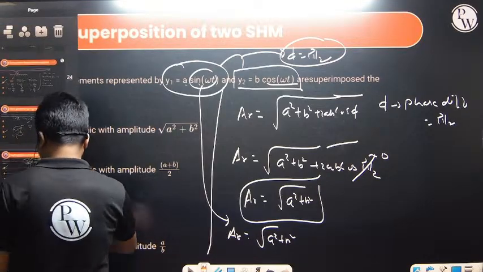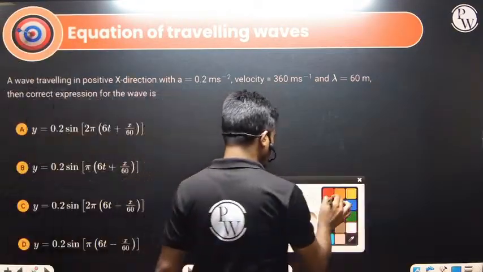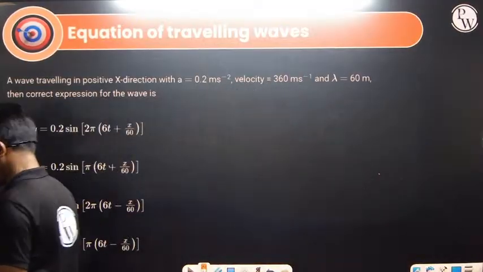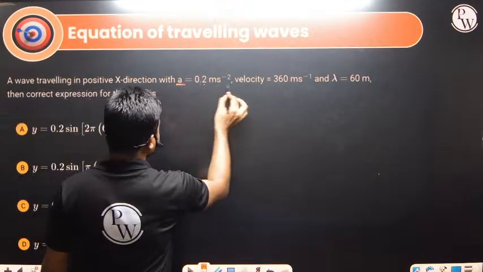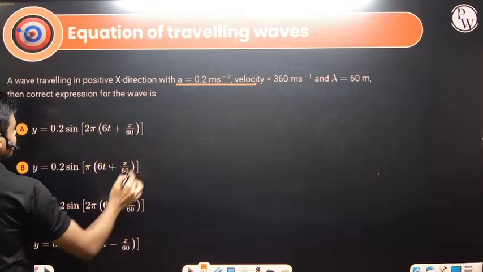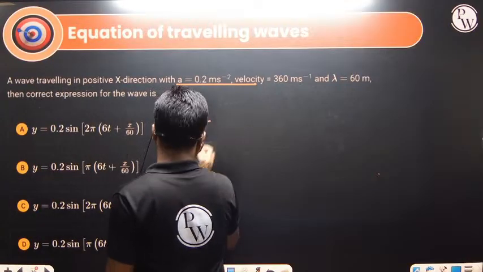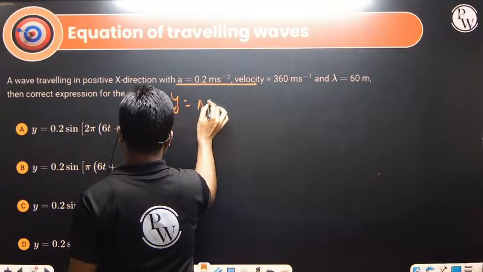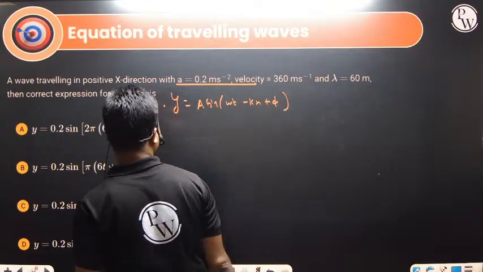So moving to the next part, that is the waves part. It is a little bit similar to SHM. In this waves part, a wave traveling in the positive x direction with this velocity, lambda is 60. The correct expression for the wave is given by, so what is y? The amplitude is 0.2, right? Any wave equation can be written in this particular format: y equals a sin omega t minus kx plus phi.